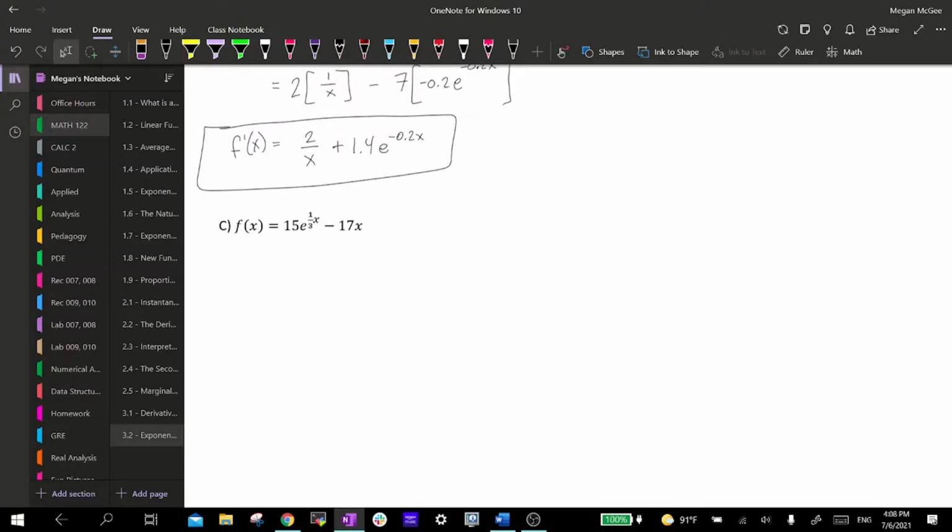Alright, so example C, we have f of x is equal to 15 e raised to the 1/3 x minus 17x. So f prime of x is equal to this whole derivative of 15e to the 1/3 x minus 17x. We'll go ahead and break this into two separate derivatives. So we have the derivative of 15e to the 1/3 x minus the derivative of 17x.